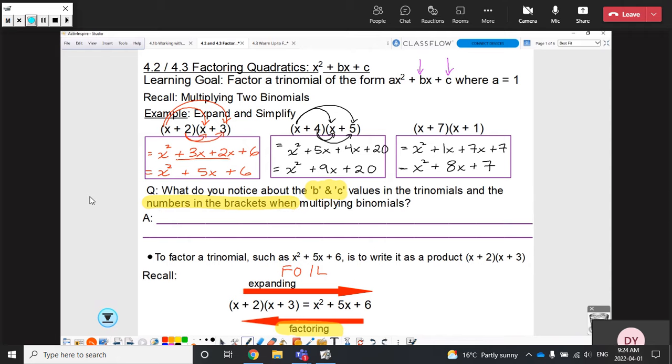Okay? So maybe take 30 seconds, chat about it with the people around you. What do you notice about the b and the c, and then the numbers in the brackets? Go ahead.